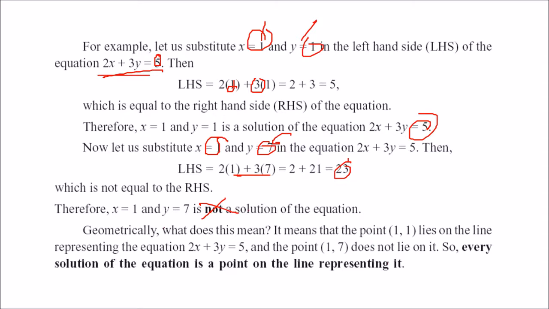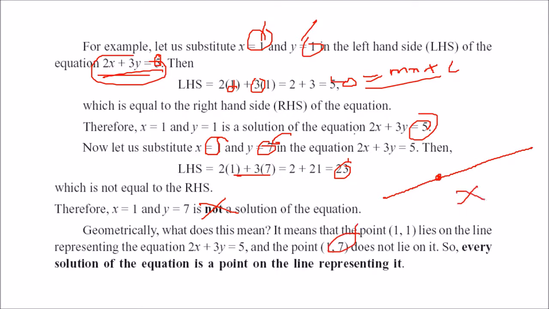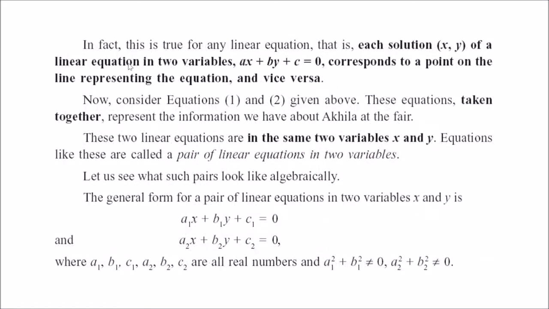So what does it mean geometrically? Geometrically it means that 2x plus 3y equal to 5 is a line of the form y equals mx plus c. If this is a straight line, then (1, 1) lies on this line, while (1, 7) does not lie on this line. So for any equation ax plus by plus c, if a point is the solution, it should lie on this line, otherwise it will not be a solution.